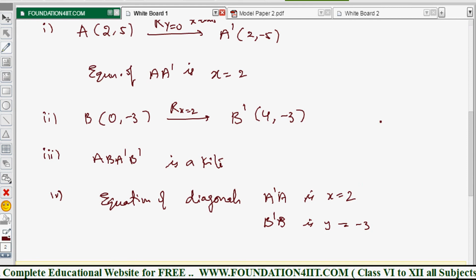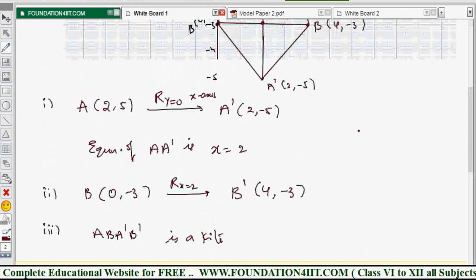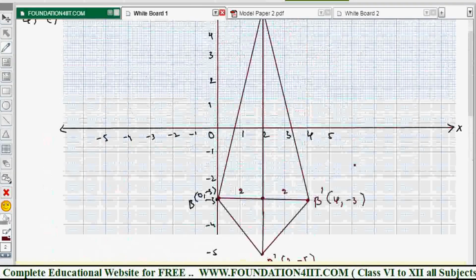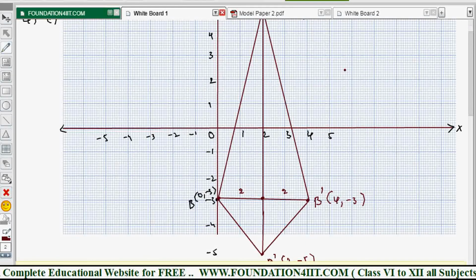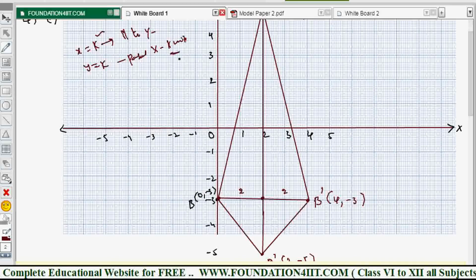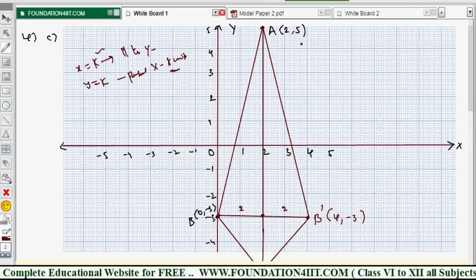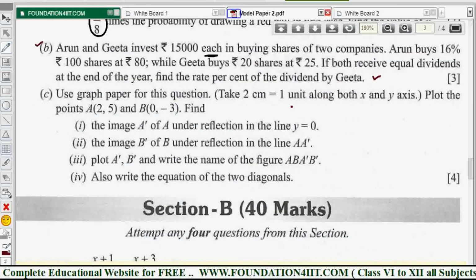That's it. So formulas and properties you must know. Whenever a line is parallel to the x-axis, that's y = 0. There are two properties: x = k and y = k. x = k means it is parallel to the y-axis at a distance of k units. Similarly, y = k means it is parallel to the x-axis at a distance of k units. Right? These properties only apply in this. We can solve in this way.